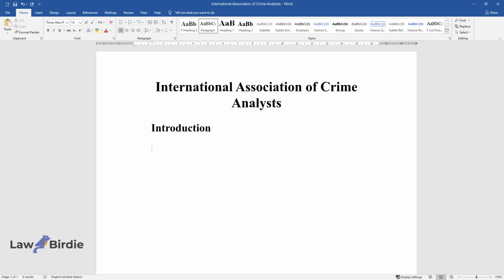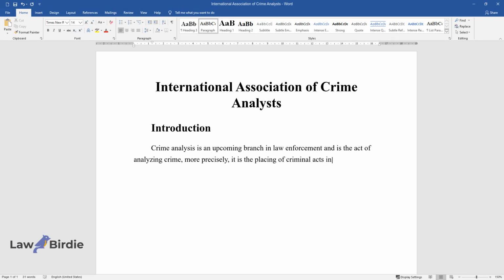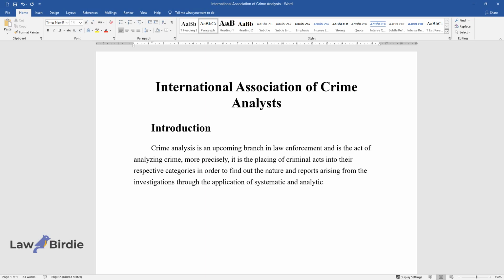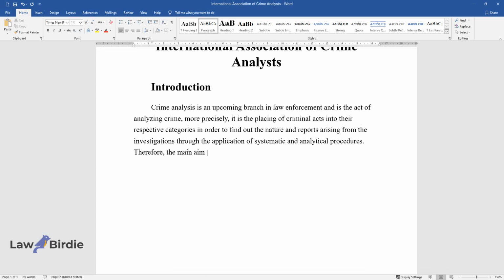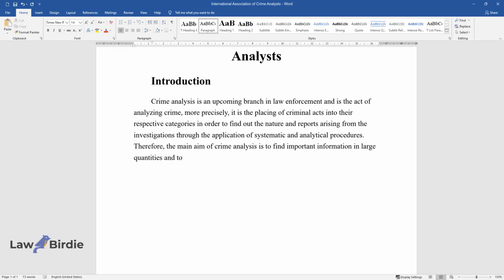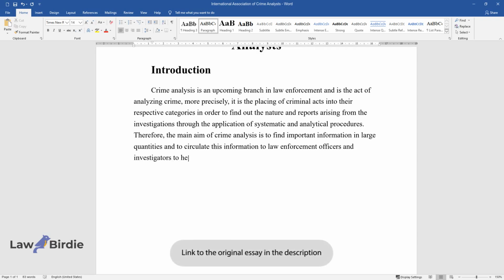Introduction. Crime analysis is an upcoming branch in law enforcement and is the act of analyzing crime. More precisely, it is the placing of criminal acts into their respective categories in order to find out the nature and reports arising from the investigations through the application of systematic and analytical procedures. Therefore, the main aim of crime analysis is to find important information in large quantities and to circulate this information to law enforcement officers and investigators to help in their attempts to arrest criminals after crimes have taken place.